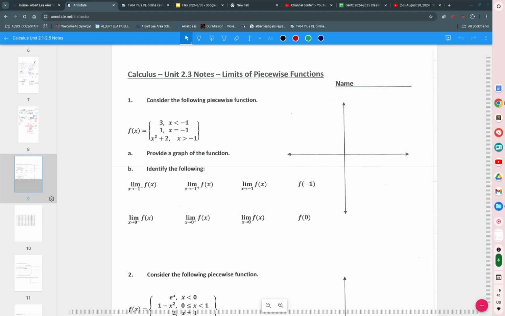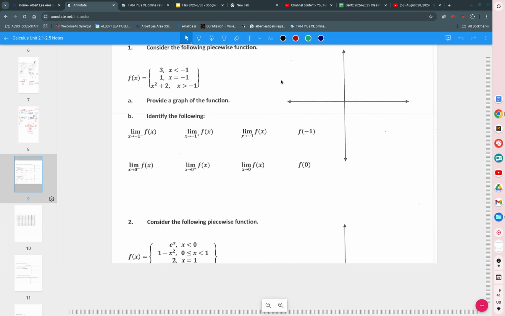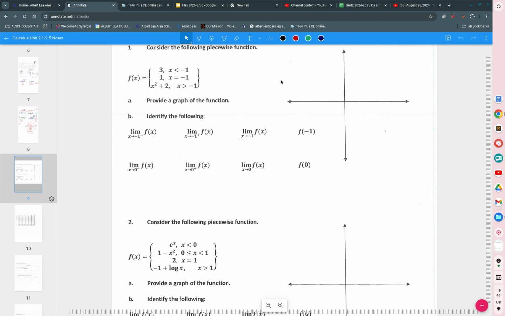Problems in class again. But today we want to look at these notes, which is the limits of piecewise functions. Yesterday we were able to examine evaluating limits. Hopefully you did well with that, but now we have the piecewise functions. So I want to be able to sketch this graph and then identify, in this case, these 8 limits.